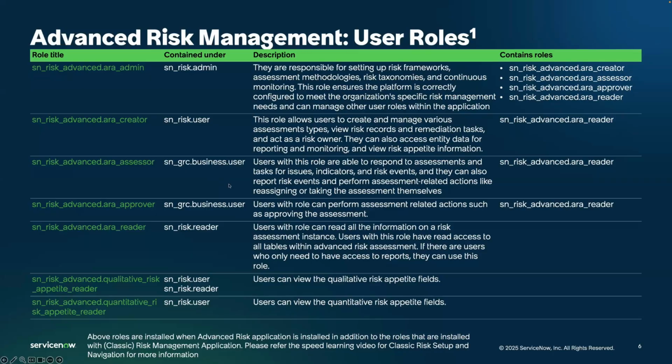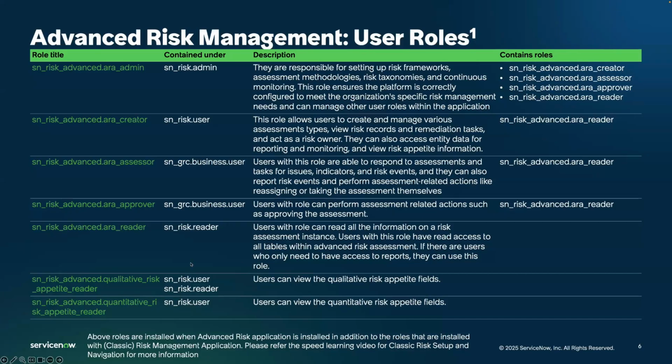Now, again, the assessor role, that is again contained under the business user role. Their main job is to respond to the assessments and complete the assigned tasks. They are also responsible for reporting risk events that occur in the business area, which feeds critical data back into the system for analysis. Now, approvers again are the reviewers, right, and sign off kind of a role. So they are responsible for reviewing and approval of assessments, ensuring they are accurate and complete.